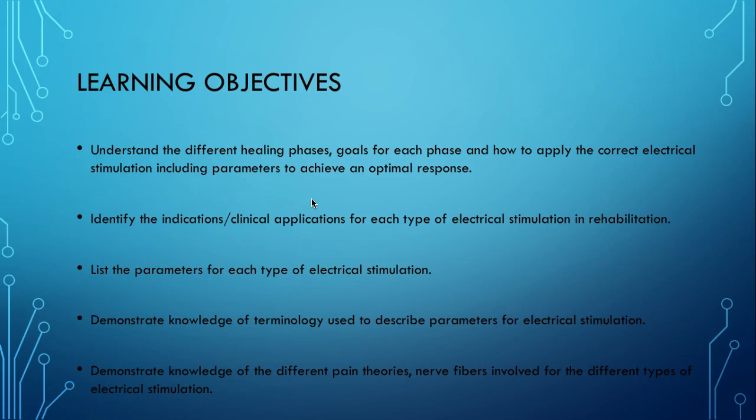We always are wanting to know what phase the tissues are in so that we're giving it the optimal amount of facilitation to heal. The next objective is to identify the indications, the clinical applications for each type of electrical stimulation in rehab. We often use it for strength training, we use it for muscle re-education, we use it for pain control, wound healing. So we have many different options. List the parameters for each type of electrical stimulation.